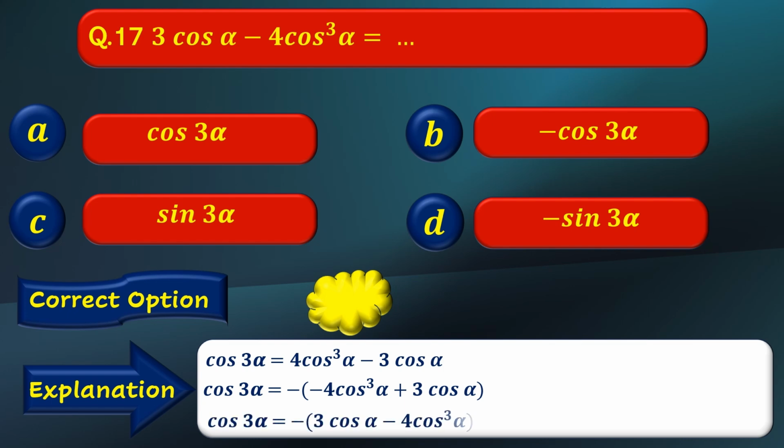We arrange it and write it as cos 3 alpha is equal to minus 3 cos alpha minus 4 cos cube alpha. We take minus towards the left and it becomes minus cos 3 alpha is equal to 3 cos alpha minus 4 cos cube alpha. Therefore, the correct option is option B.